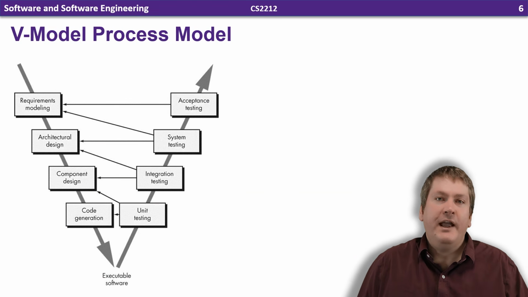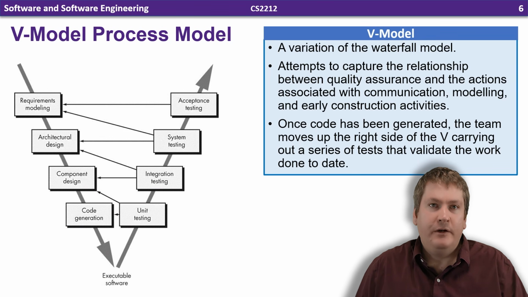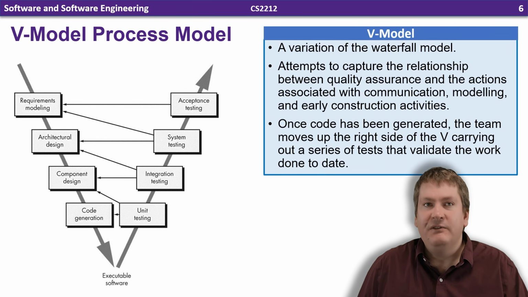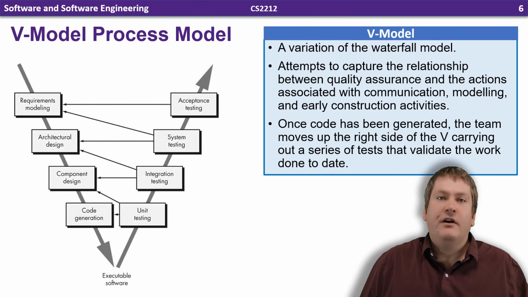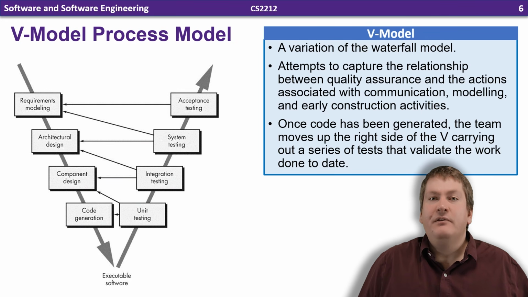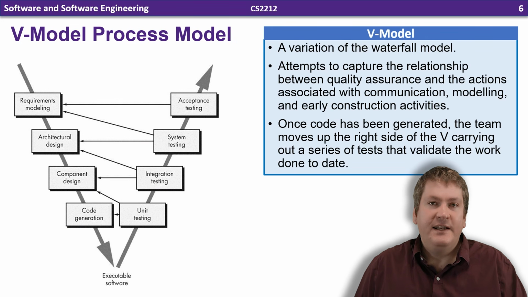So the next model we can look at is the V model. And this is a variation of the waterfall model, which attempts to add quality assurance steps and testing to each activity. The traditional activities are on the downward arrow, but after code is generated, the team moves up the right side of the V, carrying out tests that validate the work done to date in those past activities.